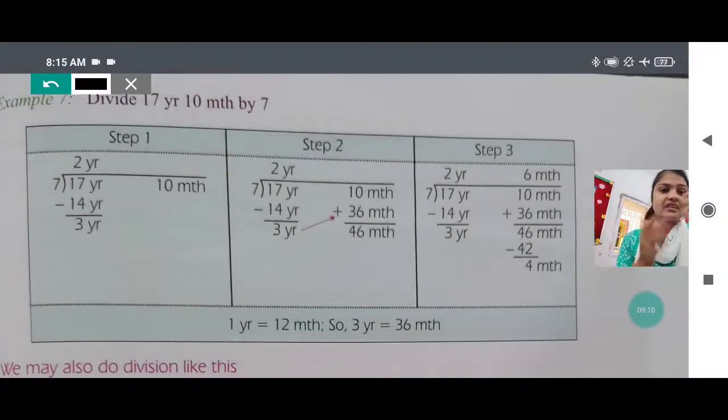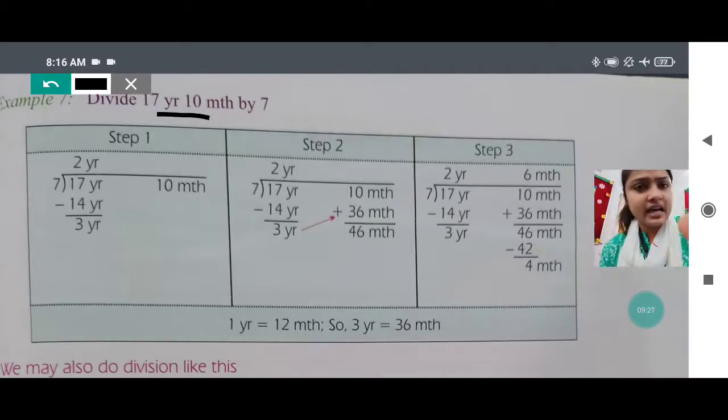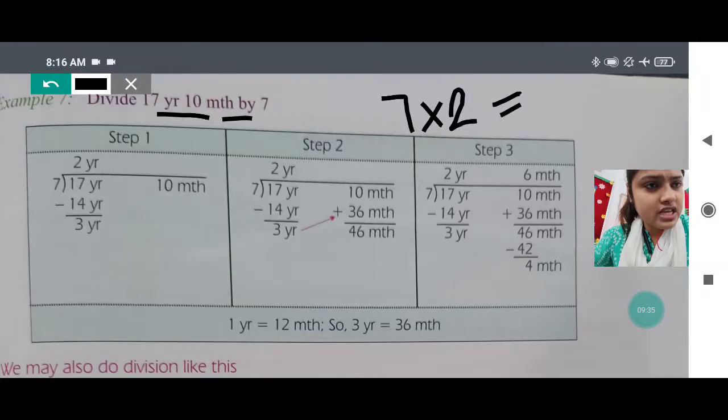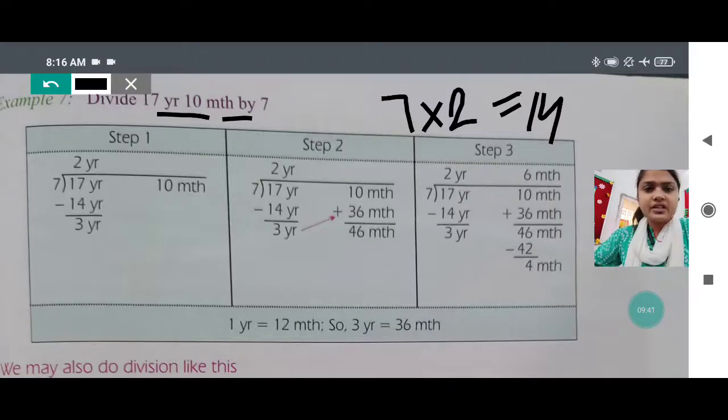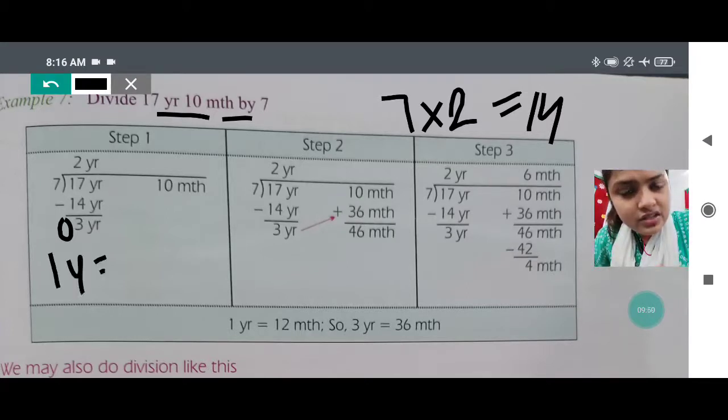Just the same, if it is given 17 years 10 months divided by 7, you have to divide it by 7. You will make one column for year and one for month. So 17 years and 10 months. When you read the table of 7, how many times are you getting 17? Not 17, but lesser than 17. So 7 into 2 is 14. We will write 14 just below 17 and a minus sign to its right. 7 minus 4 is 3 and 1 minus 1 is 0. 3 years are left. We know that 1 year has only 12 months.